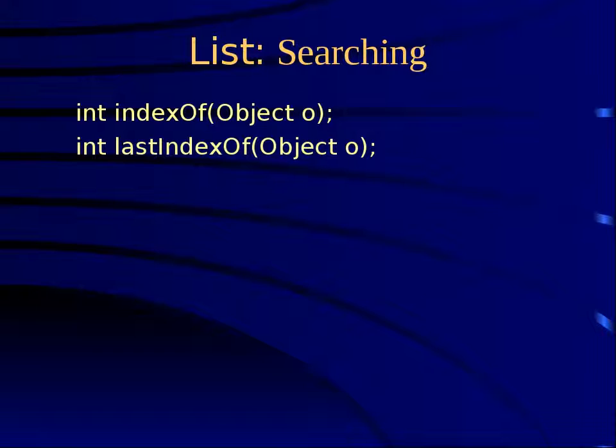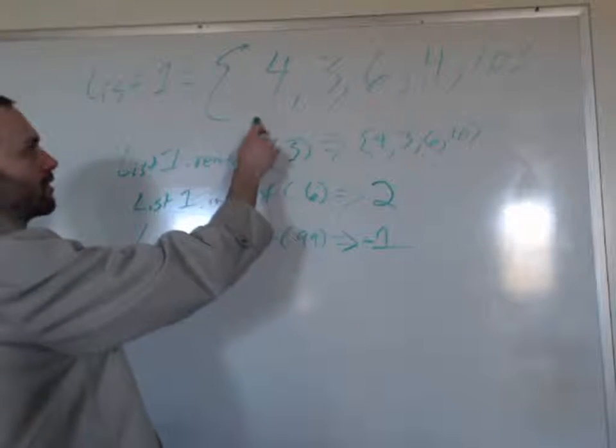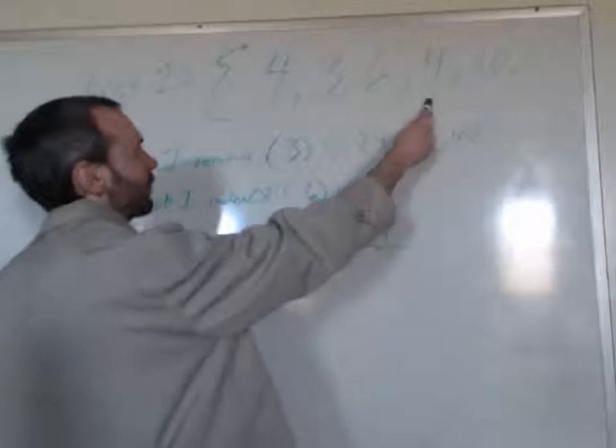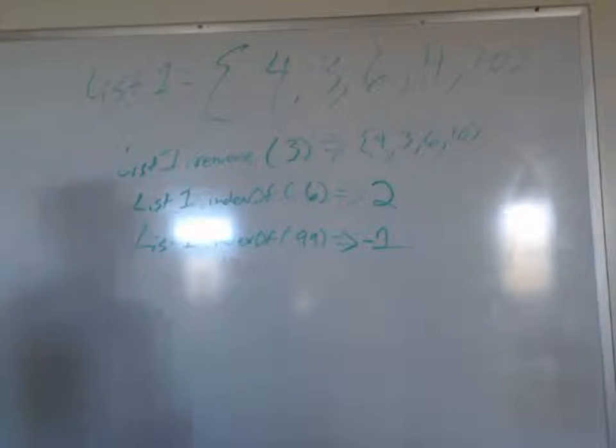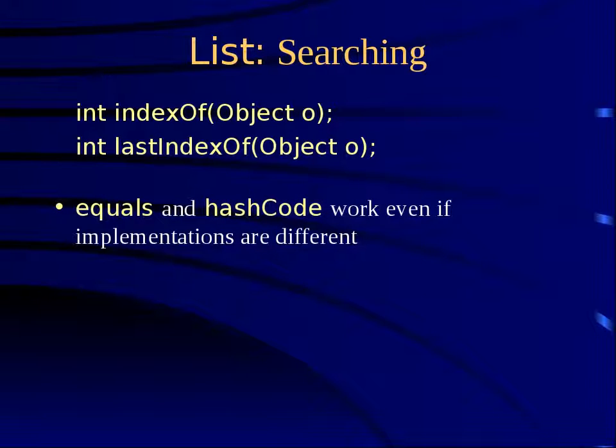Last index of. So index of gives you the first one. So if you did index of 4 on this one, it would return 0. If you did last index, it would return 3. We haven't talked about equals and hash code, but we'll get to hash codes later.